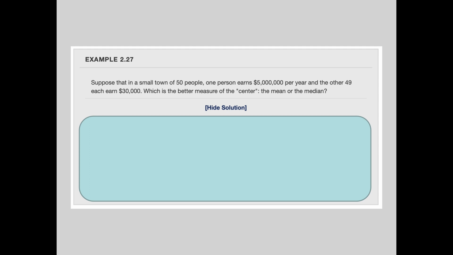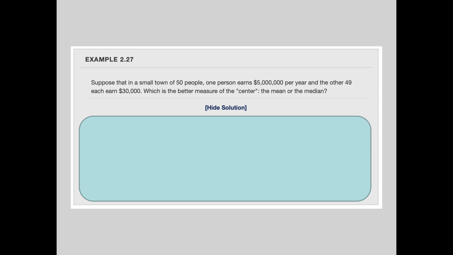So let's look here. Suppose in a town of 50 people, one person earns $5 million per year, and the other 49 earn $30,000 per year. Which is the better measure of the center? Which one better represents the group or population? Is it the mean or is it the median? Have you think about that for a minute.